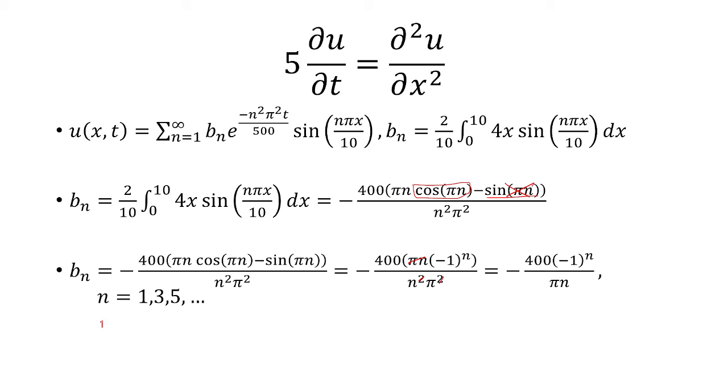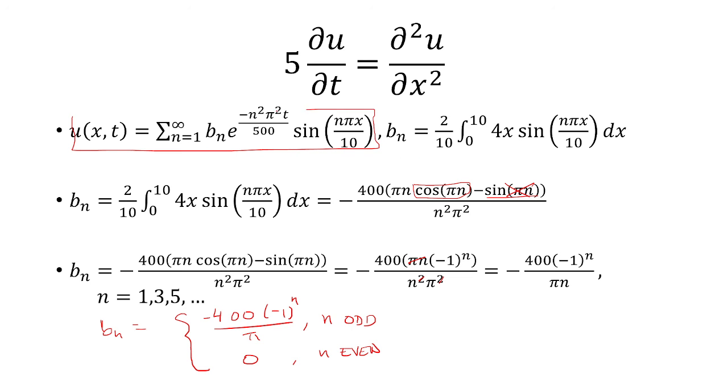Okay, so b_n is equal to -400 times (-1)^n over πn if n is odd, and 0 if n is even. So my final answer is actually over here, with the condition that b_n is equal to this.